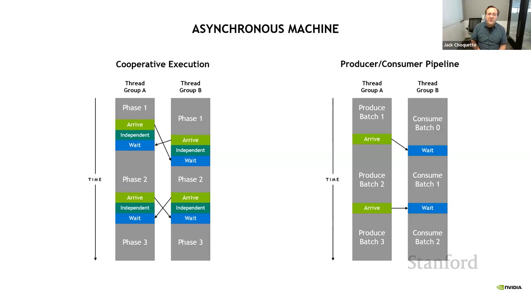In the producer-consumer model, the threads operate in a decoupled manner. After the producer produces the first batch of data, it arrives and immediately starts producing the second batch of data. It doesn't have to wait. For the consumer, if the data it needs is available, it immediately starts to consume the data without waiting or any unnecessary synchronization. As you can see, an asynchronous design approach can lead to much more efficient parallel execution.